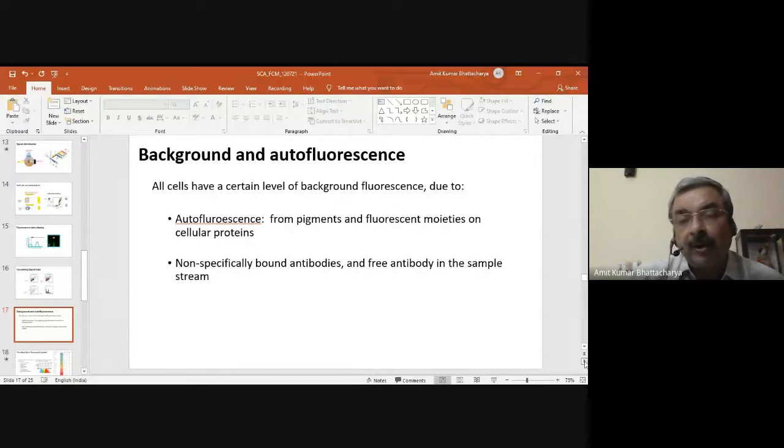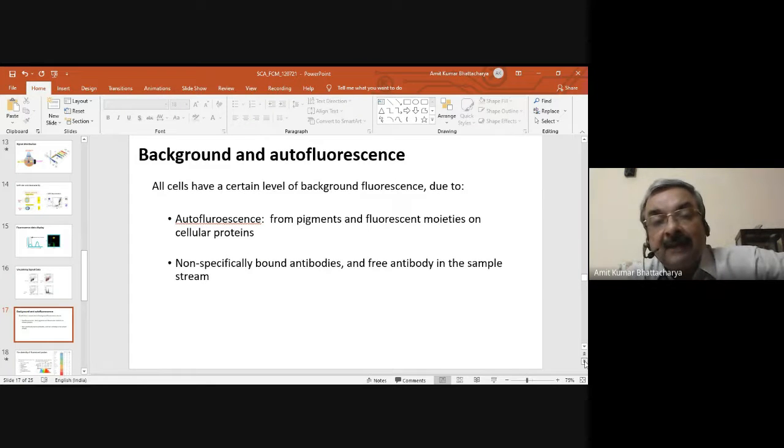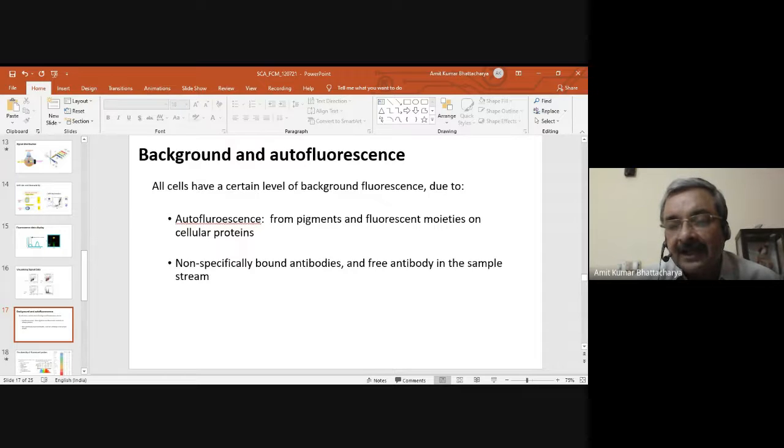This can be a problem, because when we are detecting specific fluorescence, when we're labeling with antibody, this fluorescence has to be above the background fluorescence, and this background fluorescence is present across a wide range of wavelengths. Therefore, it is important to know what the background fluorescence is, so that your antibody staining is good enough to be seen above it.